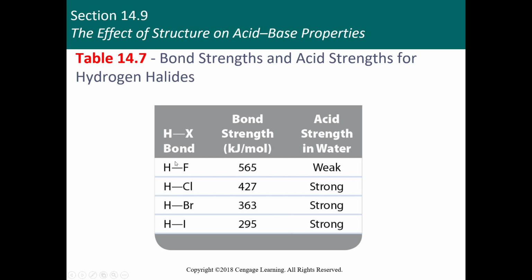And so right here we see HF. It has a very strong bond compared to these, and that is a weak acid. HCl, HBr, and HI all have weaker bonds, and so those are stronger acids. They're all strong acids, by the way.